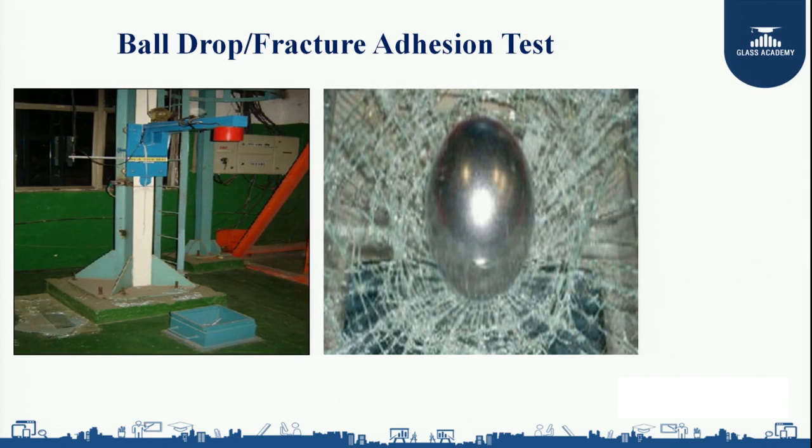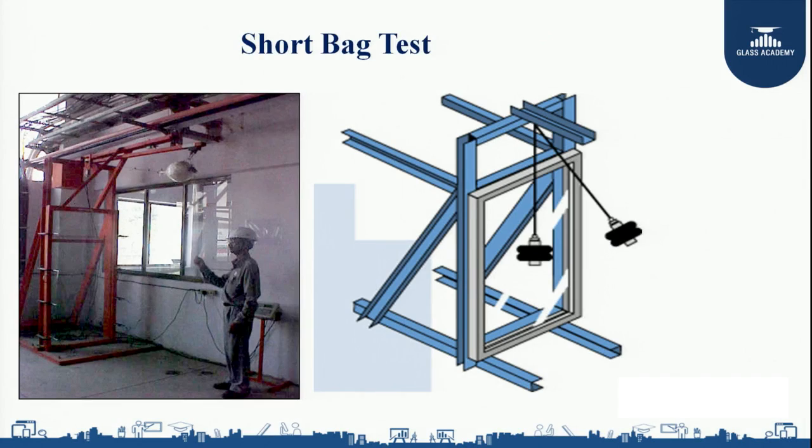We will be dropping a 38 mm diameter, 225 gram ball from a distance of 4.88 meters, and you can see in the second photograph how it is going to impact the laminated glass. In a similar way, another test we do for lamination is the shot bag test. You can see in the photo the setup used for the shot bag test.